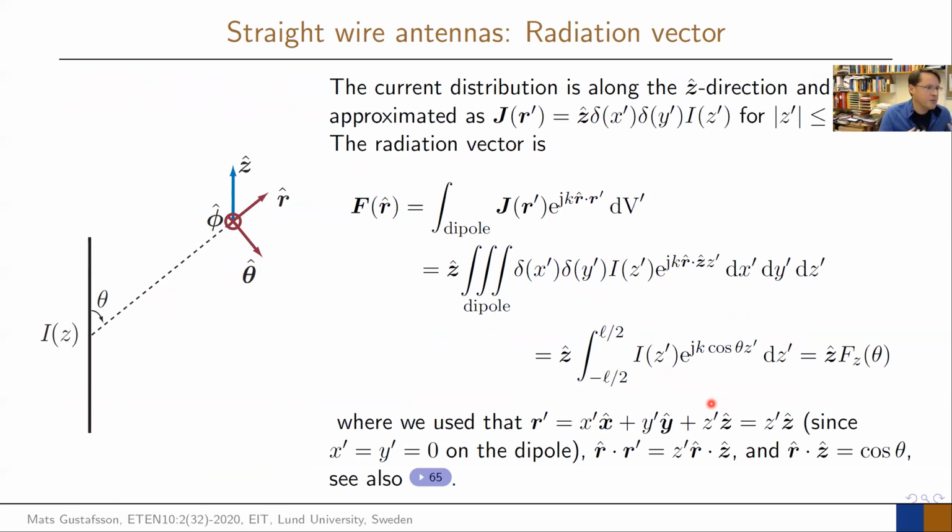So I can always, from a straight wire, write it as something here times z hat. So function f of theta times z hat. And for a specific case, I have to calculate what it is. So that is my radiation vector.